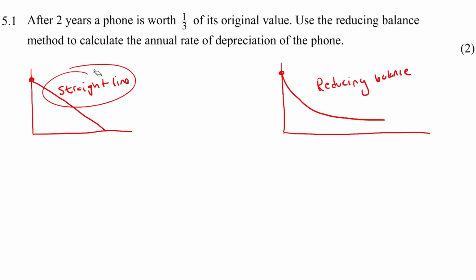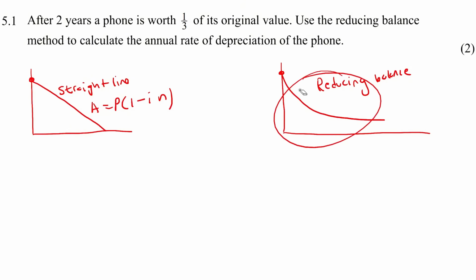Now, this is like simple interest, where we used to use this formula over here, remember? But now, because we're going down, we're going to say minus, and then this is like compound interest, where we normally go like that, but because it's going down, we rather put it as a minus.